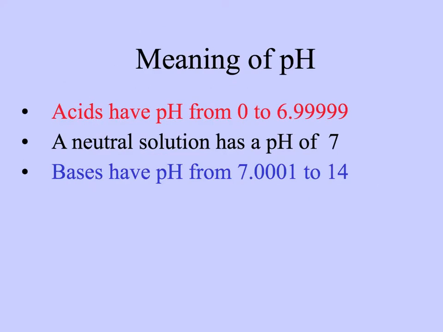Now, if your pH is less than 7, then it will be an acid. If your pH is greater than 7, it's going to be a base. Then, of course, if your pH is equal to 7, then it will be neutral. So this is just review for you because I'm sure you have learned this in middle school before. This is just the pH scale.